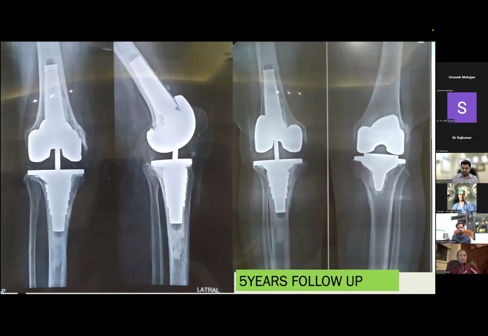But that's not a rule. This is an exception. It was a specific case. We had to use a cemented stem in a very small lady, small built lady. So this is exceptional, when in that situation, yes, we can do it.